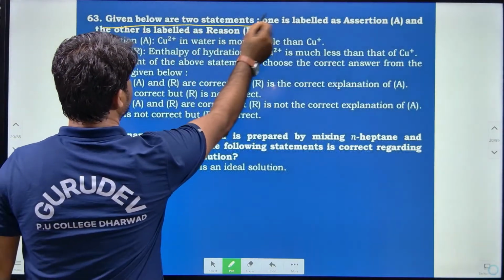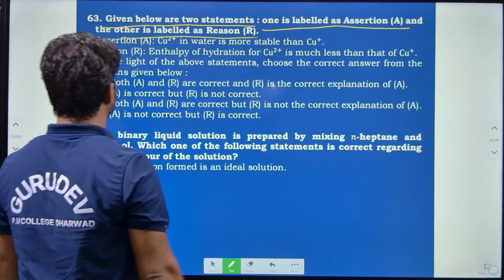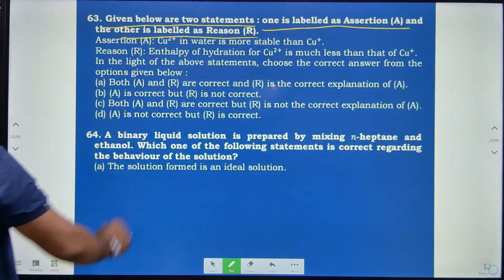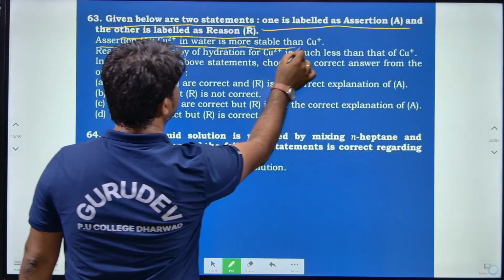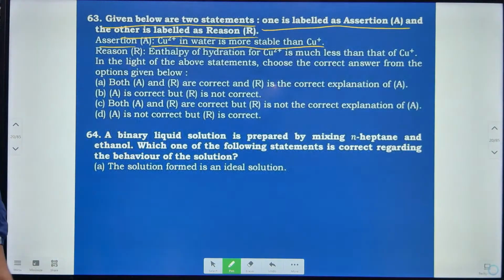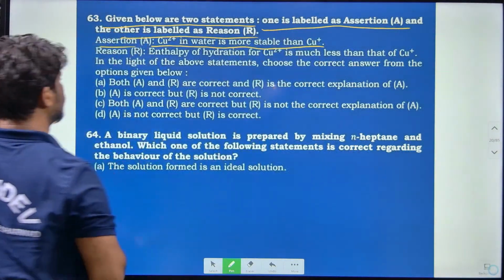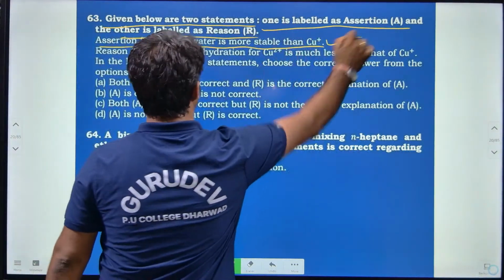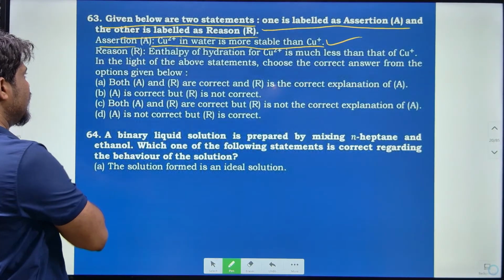Given below are two statements. One is labeled as assertion, another labeled as reason. Read the assertion. Assertion: Cu plus 2 ion in water is more stable than the Cu plus 1. Whether the assertion is correct or false, that we need to find out here. Now read it once more. Yes, the statement is correct. Cu plus 2 is more stable than Cu plus 1. That means the assertion is correct.